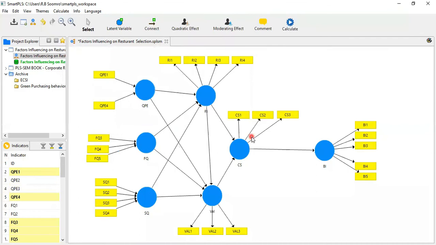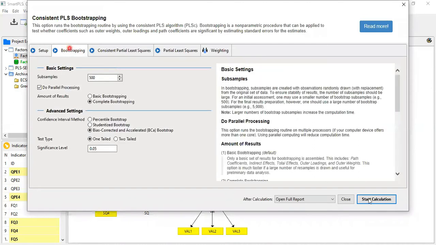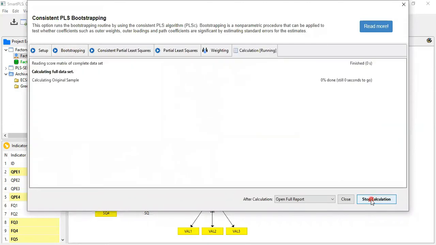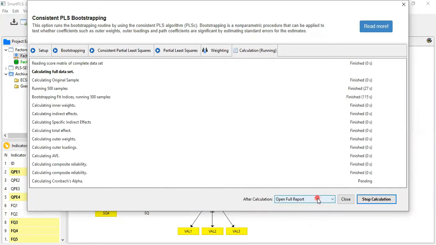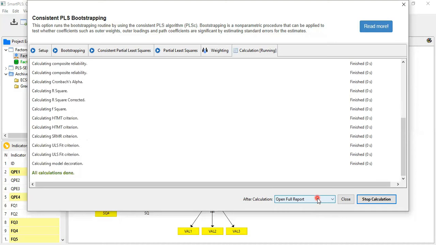Dear friends, when you are going to re-estimate any indicator, you have to initiate the same process again to calculate the bootstrap. So now we have to wait for the next one or two minutes. Okay, dear friends, the calculations have been completed by SmartPLS, and the things are being finalized. Also, we do not have any more violations.